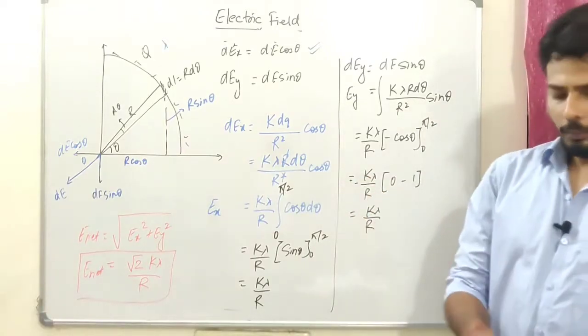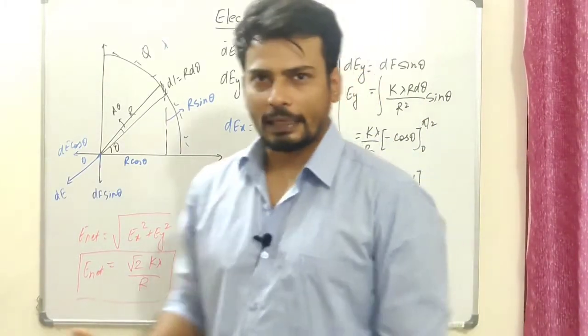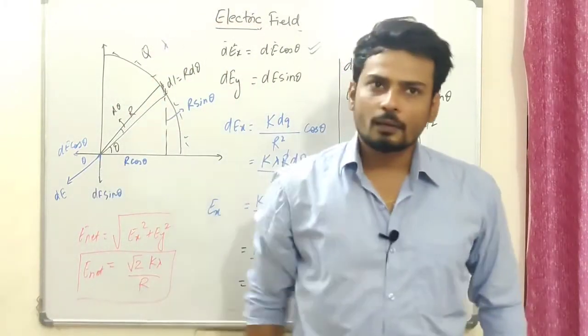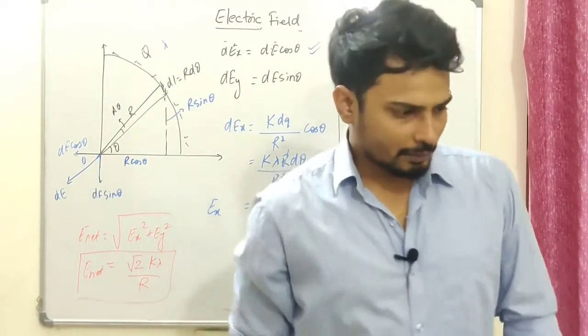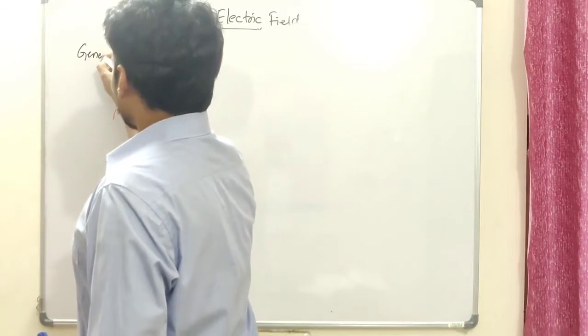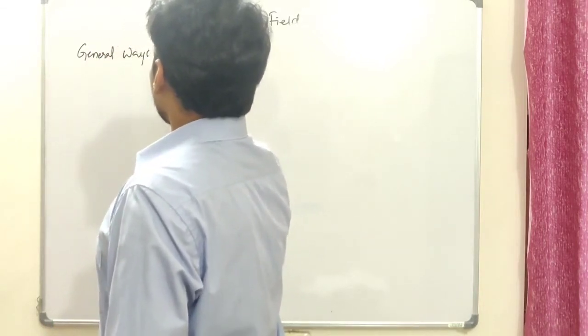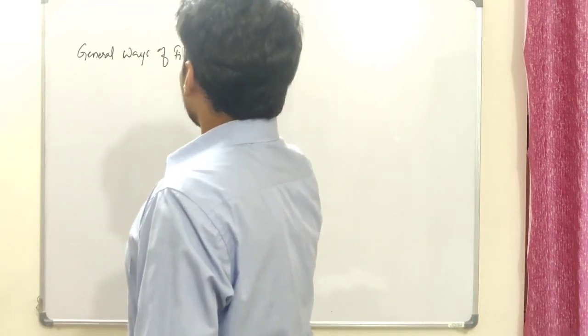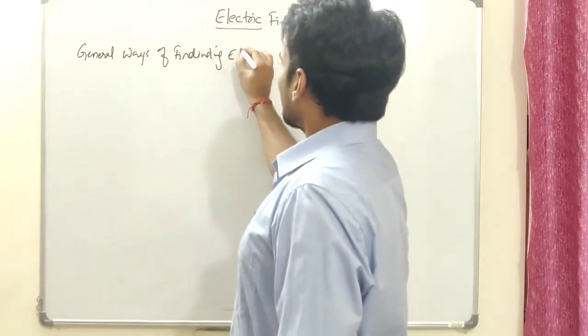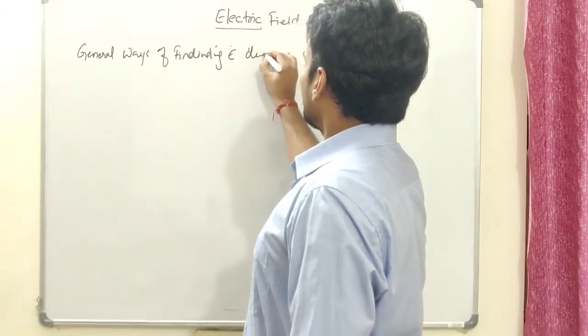Fair enough. Now I'm going to teach you a general way of getting the electric field because of an arc of any sort of angle. So let me quickly erase. General ways of finding electric field due to an arc.